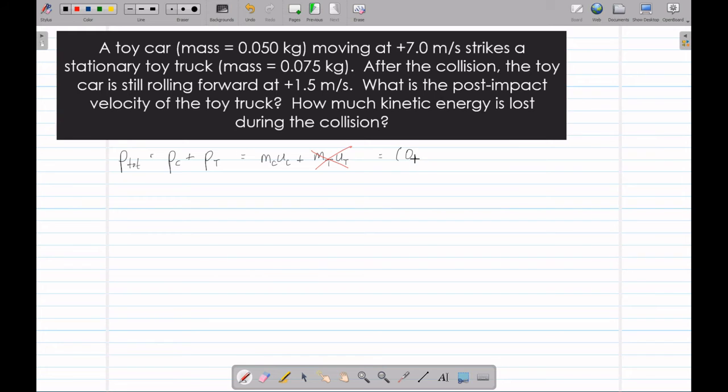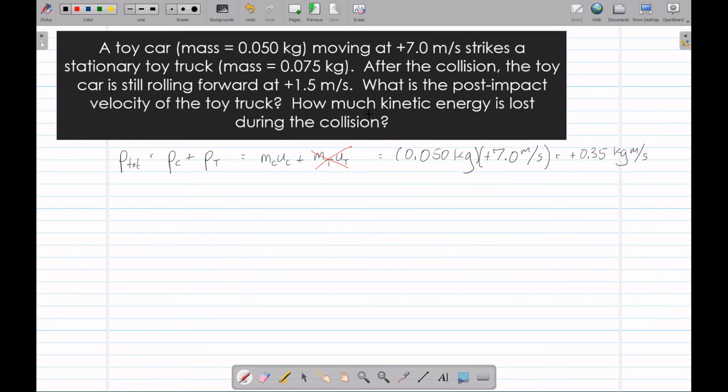So that is going to be the mass of the car, which is 0.050 kilograms, multiplied by the initial velocity of the car, which is positive 7.0 meters per second. Multiplying those together, we find that the initial momentum of the car, and therefore the complete system, is positive 0.35 kilogram meters per second. We do want to put that positive sign there because that's going to be instrumental in figuring out the momentum of the truck after the collision.